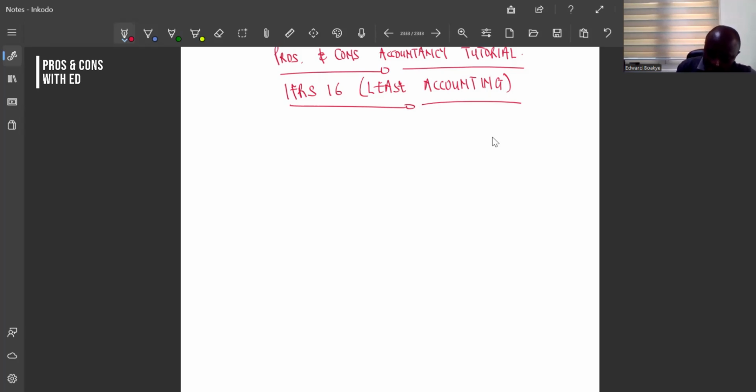Let's go to our board and look at something. One, we've talked about the definition of a lease. Then we've also talked about the lessee and the lessor. Then we also mentioned the right of use asset. But as I said, in dealing with finance lease, we will come back to the right of use asset again. So we said there are two types of lease.